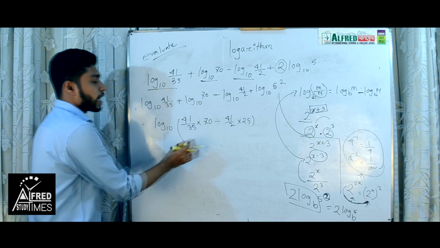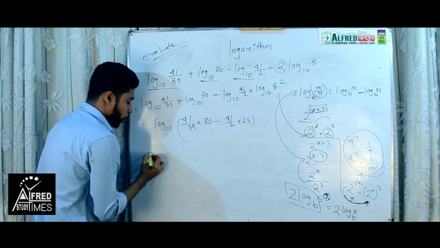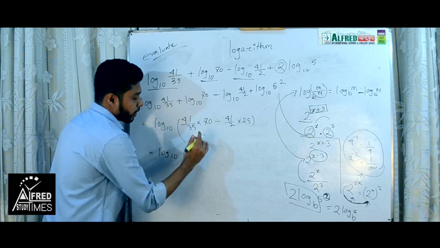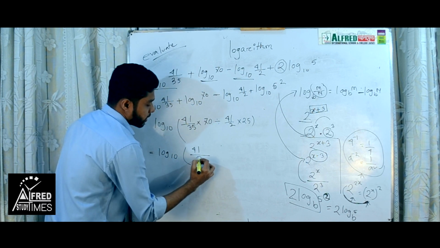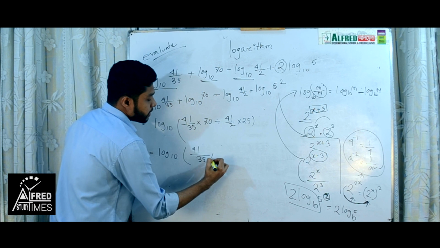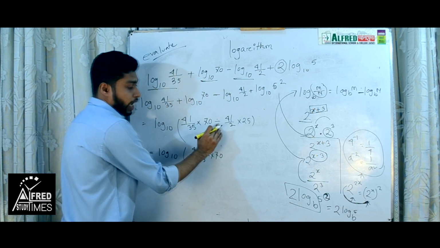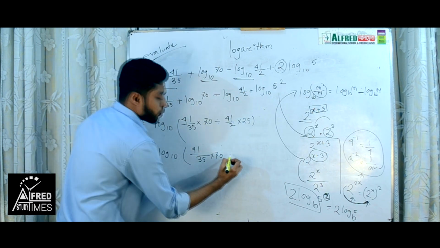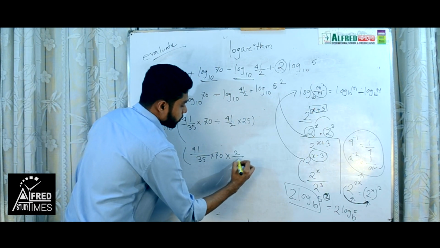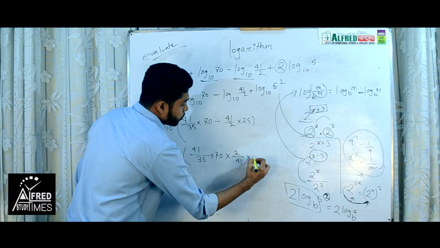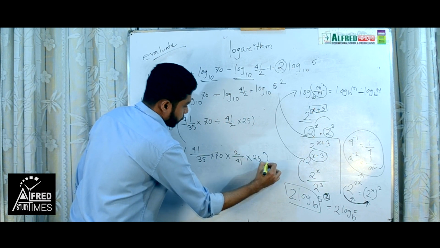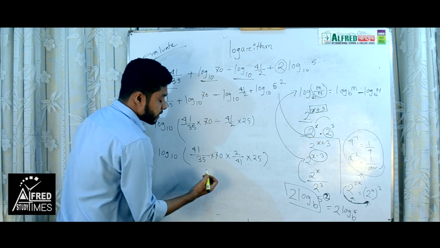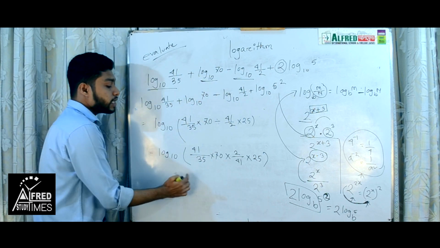So you can see there is a divided sign. We can take it as normal log 10. Here is 41 by 35 multiply 70, and there is divided. We can take multiply, and it will change into 2 by 41 into 25. So if you can do it, you can do it very easily.